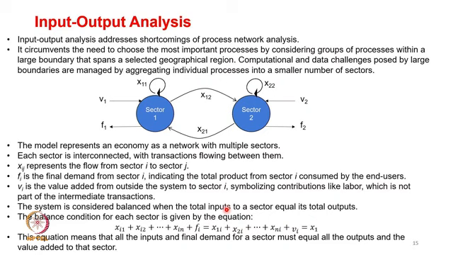And so when you do this, when you get a demand, it will also supply you a value. So that value eventually you call as x1. The equation means that the input and final demand for a sector must be equal to all outputs and value added in that sector.